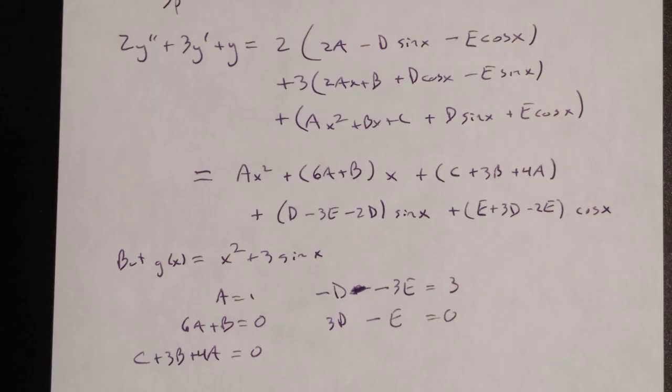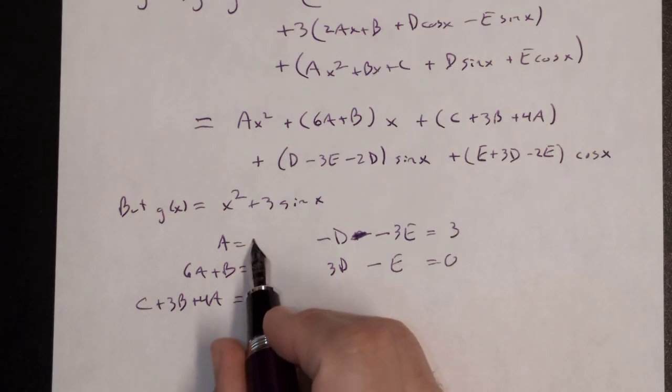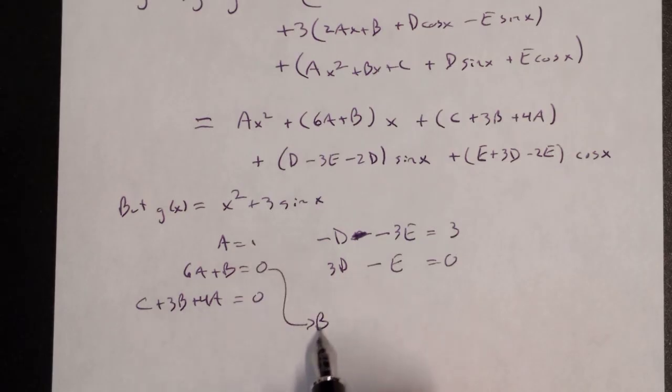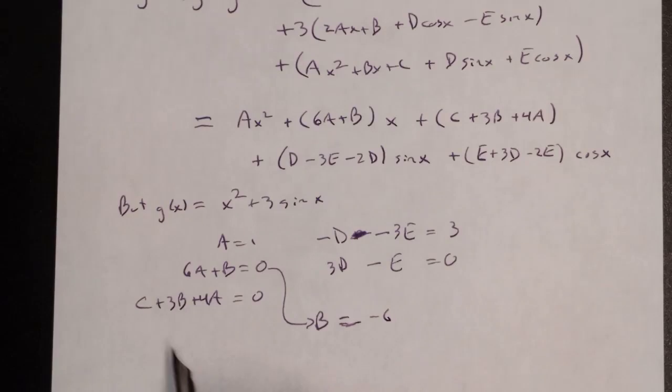Absolutely. If A is 1, what's the value of B? That was easy. Okay, so if A is 1 and B is -6, then I get C minus 18 plus 4 equals 0. So C is 14.